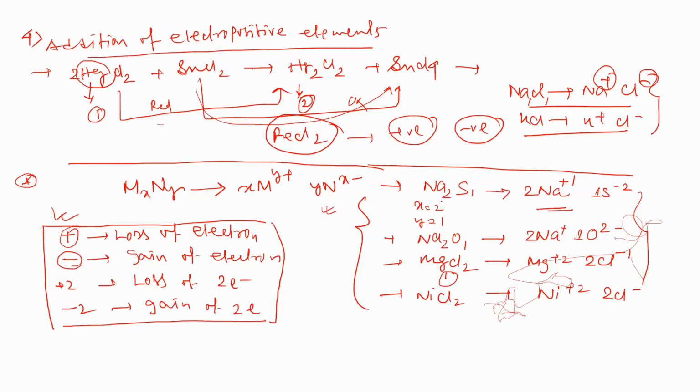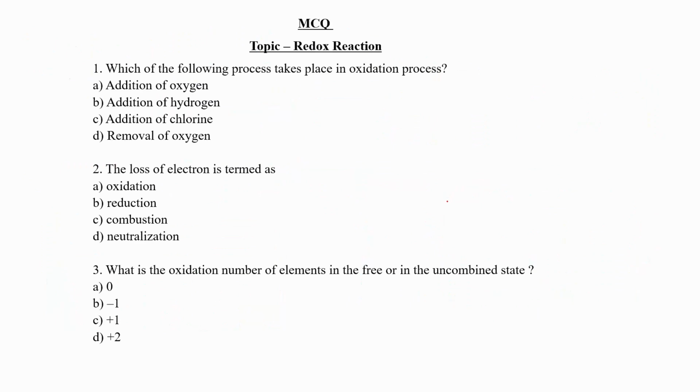After that I will discuss some MCQ questions based on the oxidation state. I will not say the answer, but I will show you some tricks and examples to know how to find the oxidation state. So first, the MCQ is: which of the following processes take place in the oxidation process? I have discussed this already.